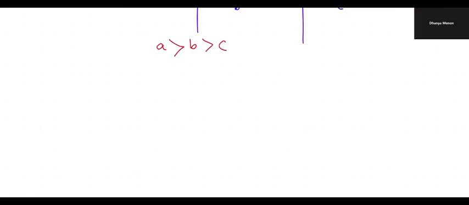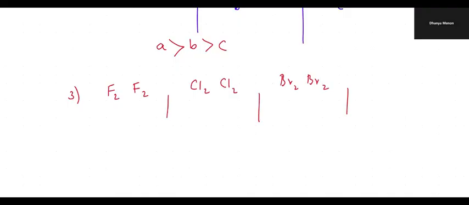Now, question number 3. Same question. Compare the van der Waals force in fluorine, chlorine, bromine, and iodine. Suppose there's a cylinder consisting of full fluorine. There's another cylinder consisting of full chlorine. There's another cylinder consisting of full bromine. And the last one, full iodine. Okay. So how do you compare the van der Waals forces?